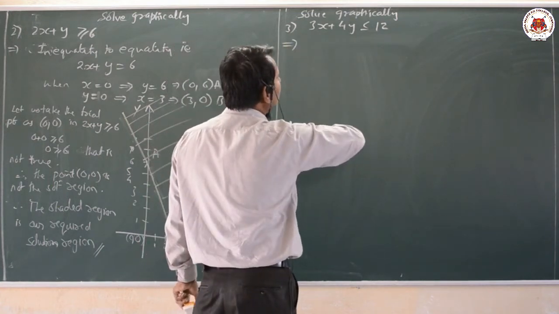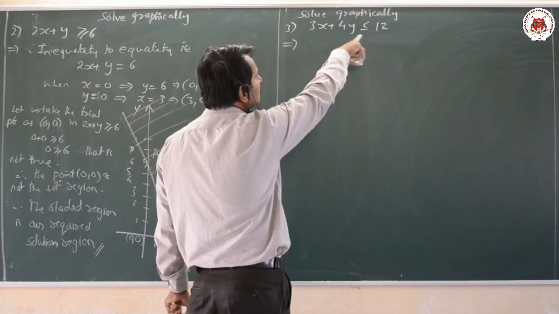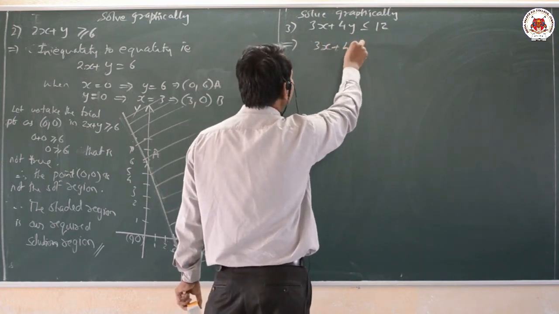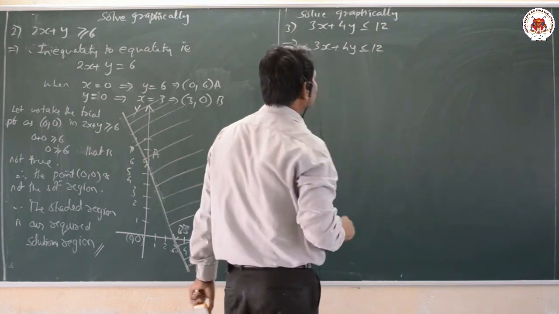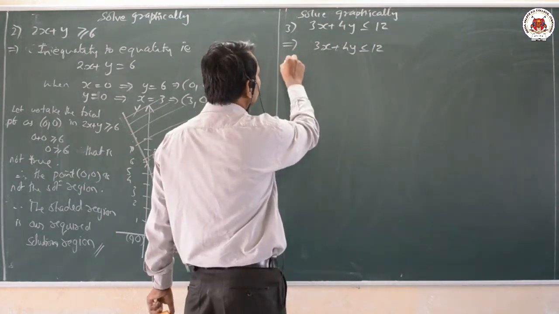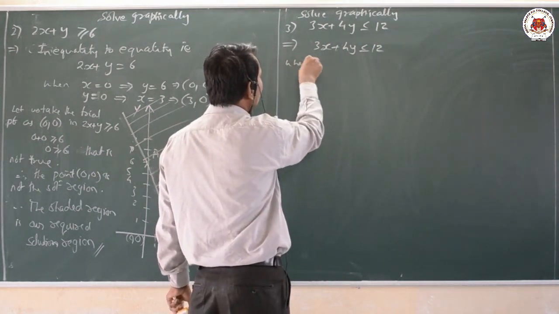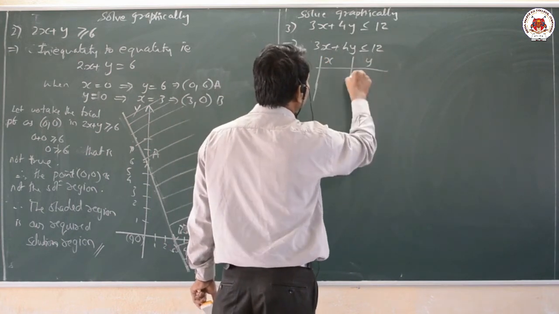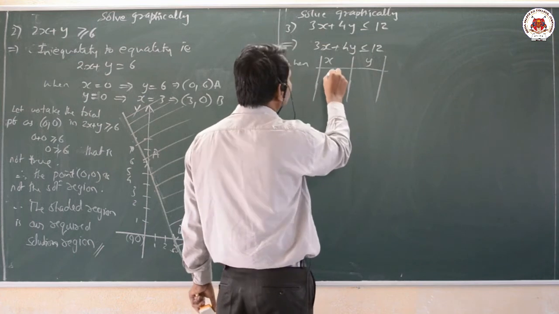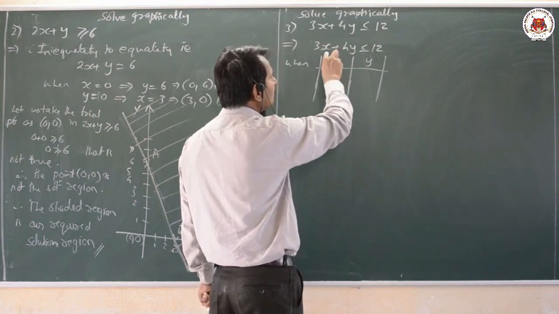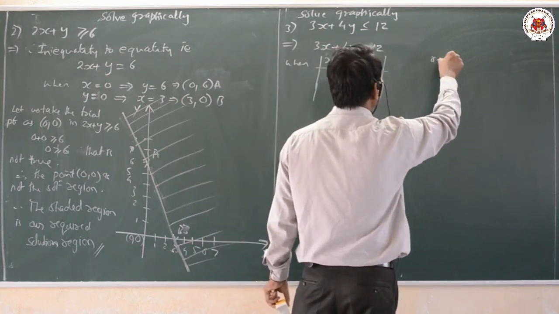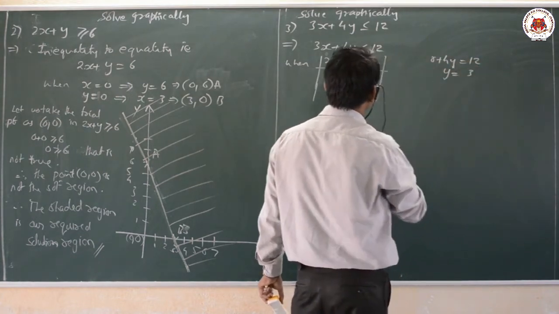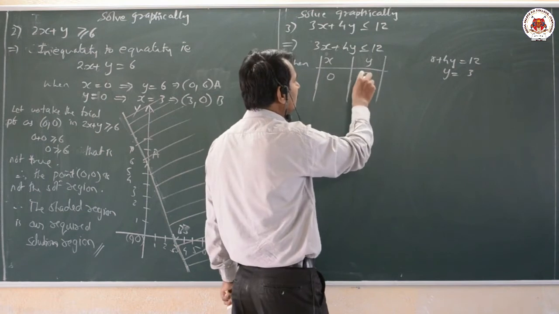I will solve it very speedily. That is 3x plus 4y less than or equal to 12 we have. Next I will find out the points, in a shortcut method. When x equals 0, if I put x equal to 0 here, that is 0 plus 4y is equal to 12. That means y is equal to 3.